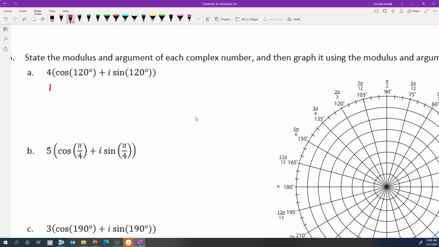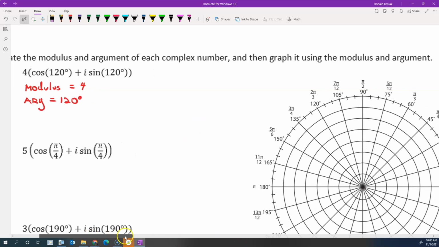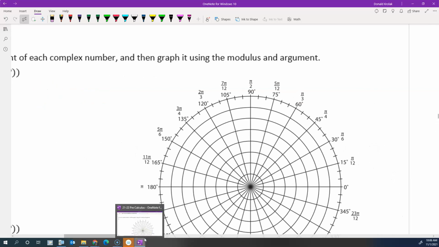Okay, your modulus is a 4. Your argument is 120. So then on this piece of polar graph paper, I go out to the 4th ring and 120 degrees. So right there, 1, 2, 3, 4. Whoops, wrong one. Right there.